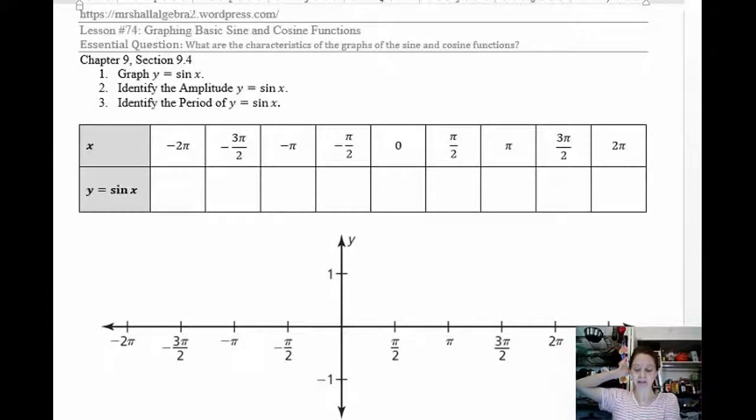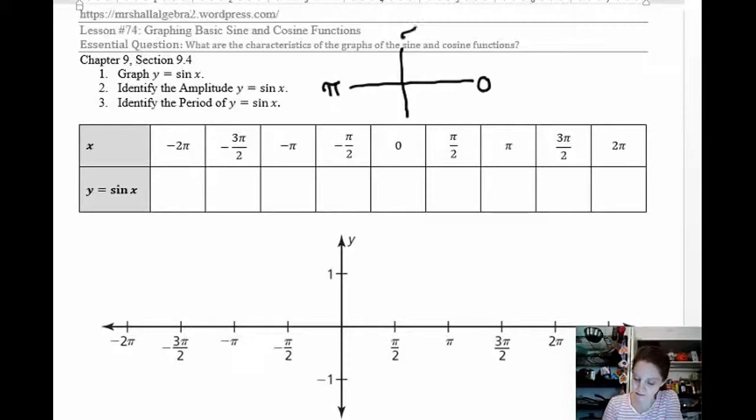You'll notice in my table that everything is in radians. So when you see our graph below, the x-axis is in radians as well. When I draw my little diagram for myself, I'll use radians. So this is 0 radians, pi radians. This is pi over 2. And this is 3 pi over 2.